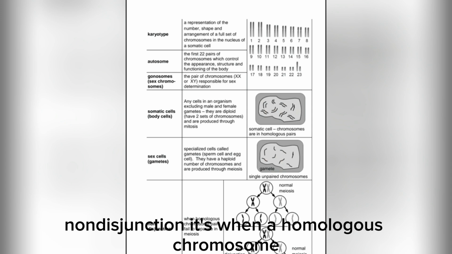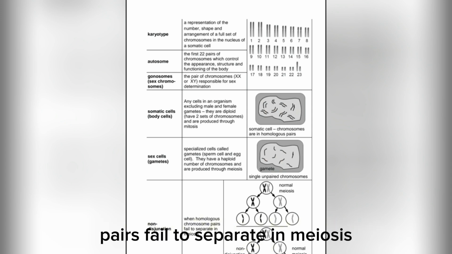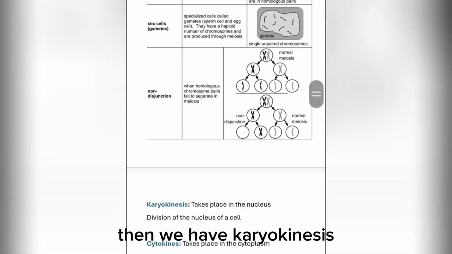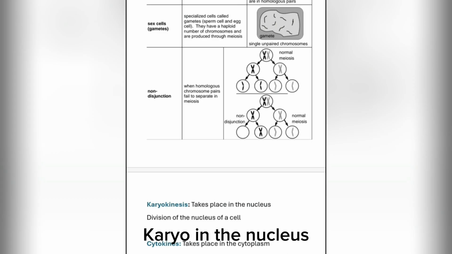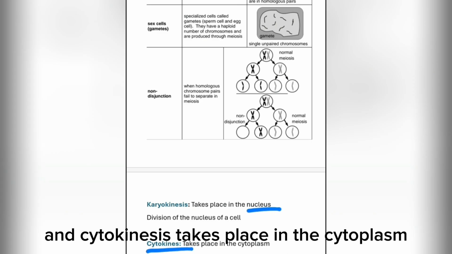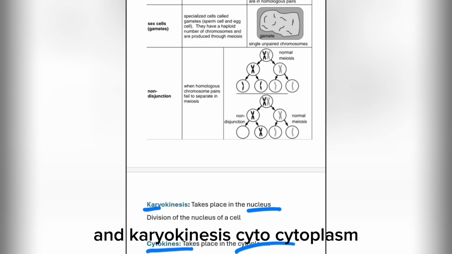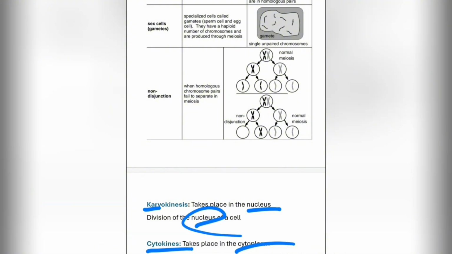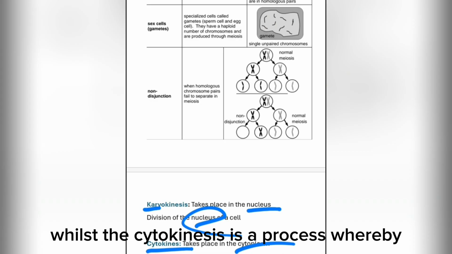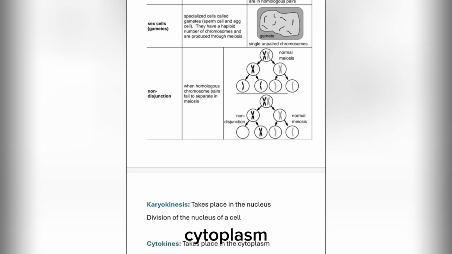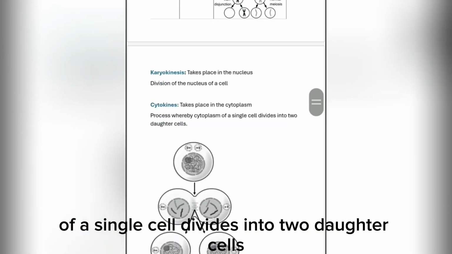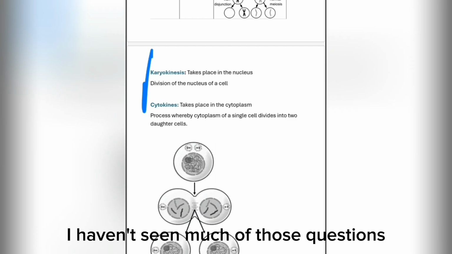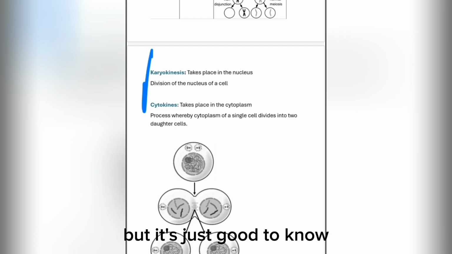Non-disjunction is when a homologous chromosome pair fails to separate in meiosis during the phase anaphase, right? Then we have karyokinesis, which takes place in the nucleus. Karyo, the nucleus, and cytokinesis takes place in the cytoplasm. So karyokinesis is the division of the nucleus of the cell, whilst cytokinesis is a process whereby the cytoplasm of a single cell divides into two daughter cells. They don't basically ask about cytokinesis and karyokinesis. I haven't seen many of those questions, but it's just good to know.